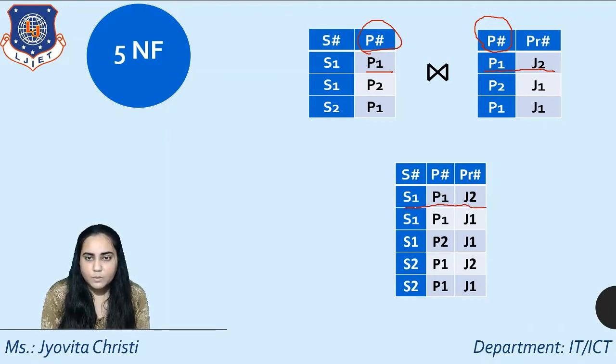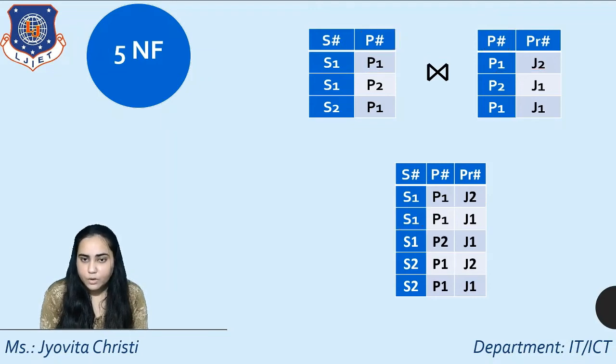Now once again P1 also matches with the third row, and that's why we are going to put S1 P1 and J1. Next we have S1 and P2. P2 matches with the second row, so we are going to include S1 P2 and J1.